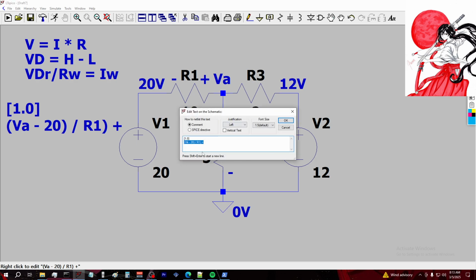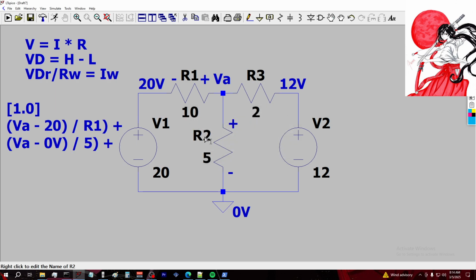So let's add to this. We're going to do our high potential, which is VA, minus the low potential, which is 0 volts, right? And we're going to divide that by the resistance on the wire, which I believe is 5 ohms, right? And we're going to add that to our next equation. That is correct. So now we have completed this wire, and we have completed this wire. We completed both wires, so let's finish our final wire.